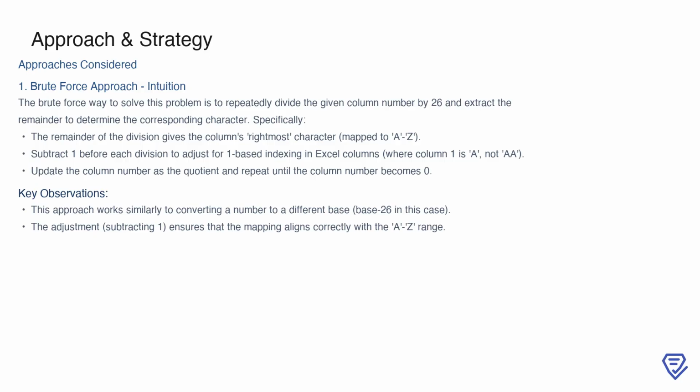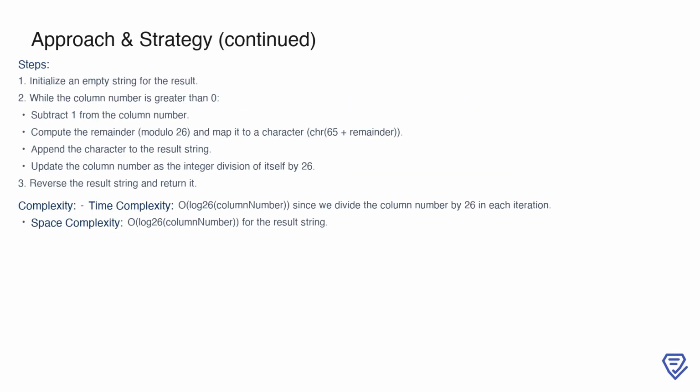Importantly, because Excel column indexing starts at 1 instead of 0, we subtract 1 from the column number before each division. This adjustment ensures that the mapping aligns correctly with the alphabet. The process continues until the column number reduces to 0, at which point all characters in the column title have been determined. In essence, this approach mimics how base conversions work, but with an added step to handle the one-based indexing of Excel columns. The steps to implement this approach are straightforward.